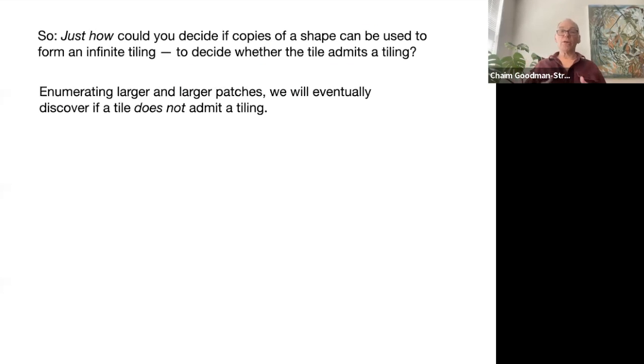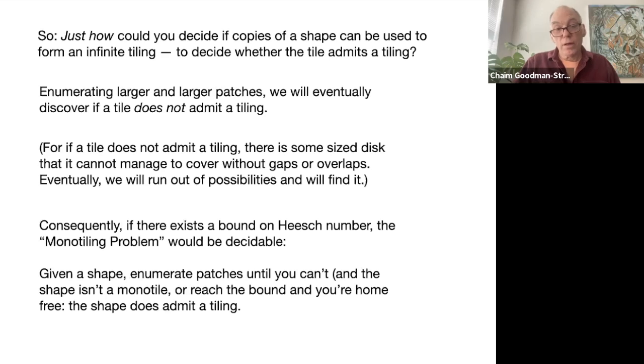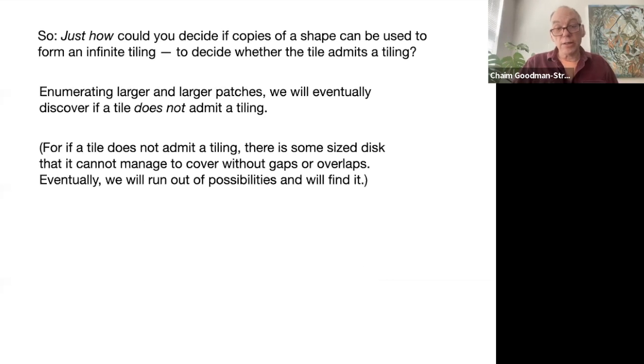So now, what would be an algorithm that could determine whether a given tile admits a tiling? The basic strategy is sort of obvious. You would just enumerate larger and larger patches, specifically covering larger and larger round disks. And so we can eventually find out that a tile does not admit a tiling, because if it doesn't admit a tiling, eventually we'll get stuck. We'll run out of some size disk that we can no longer cover. And so that's a finite algorithm that will halt if the tile does not have a tiling. But I should add that if the tile does admit a tiling, this algorithm will not halt.